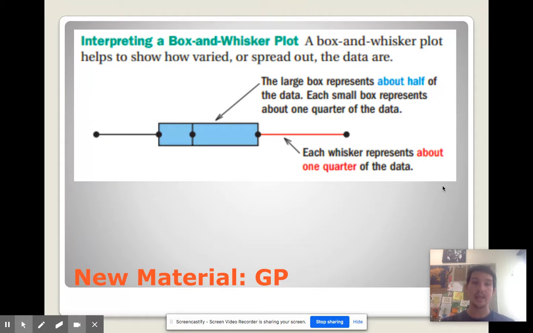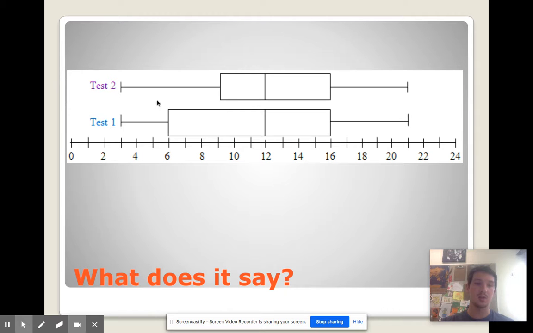And so if we're looking at how to interpret a box and whisker plot, it gives us a better way to look at a data set that's spread out. We can easily look at this and know where our data is. So we know that the larger box here is showing about half of our data, and the smaller box is showing about 1/4 of our data. And then we also know that each whisker represents about 1/4 of the data as well. Okay, so both of these whiskers are representing about 1/4 of our data.